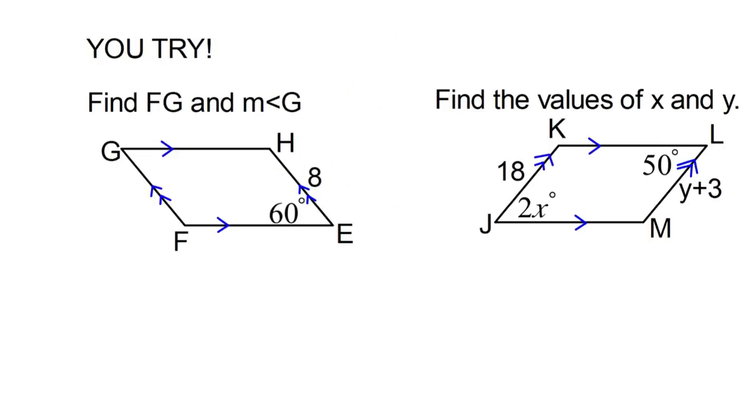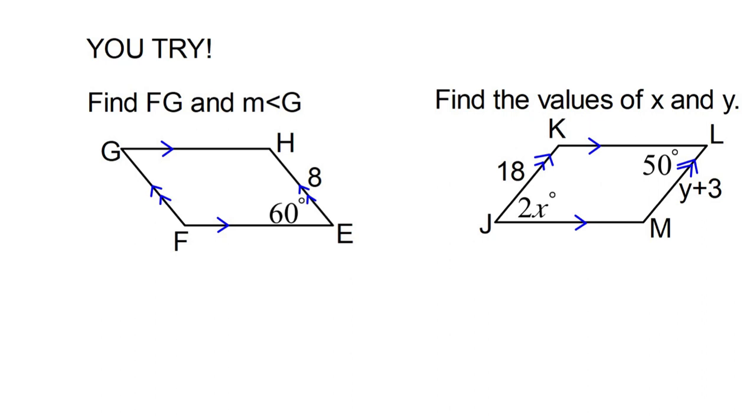All right, go ahead and pause the video. Give the kids a chance to go ahead and do these two problems on their own. You should be finding FG, this length, and the measure of angle G. And then over in this one, we have to find both x and y. So x is an angle, y is a side, right? Okay, so go ahead and give the kids a second to do this. Pause the video, and then we'll press play, and we'll go through the answers here. Don't forget to include what theorem you used as well.